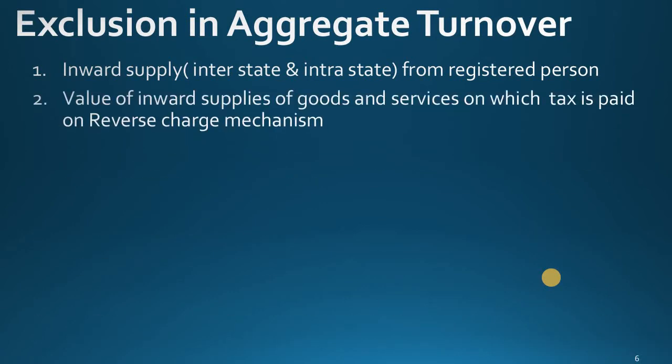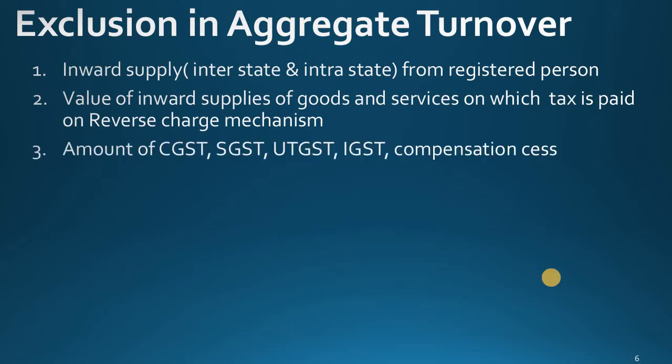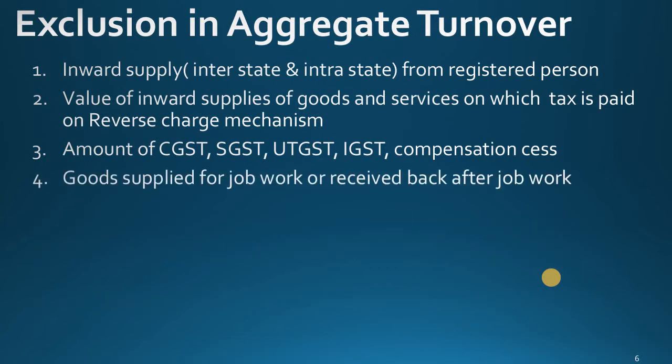Then value of inward supply of goods and services on which tax is paid on reverse charge mechanism. This is also excluded. So if the buyer itself pays the tax instead of the seller paying the tax, that is also excluded in aggregate turnover. Then amount of CGST, SGST, UTGST, IGST and compensation cess. If any taxes are paid, that is excluded from aggregate turnover.